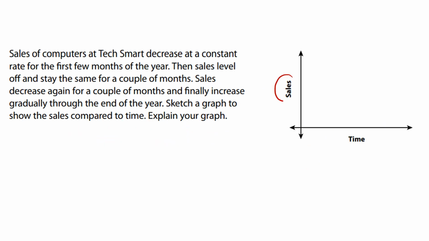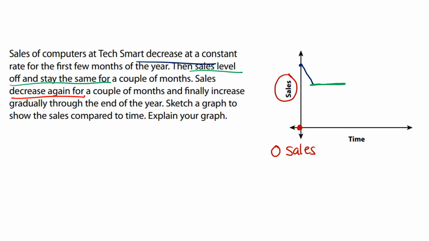For this graph, we're talking about sales. So our 0 line is going to be 0 sales. When we read our story, it says sales of computers at TechSmart decrease at a constant rate. So that tells us that we're going to start at the top and we're going to decrease. Then it says that sales level off and stay the same for a couple of months. So it's going to be a straight horizontal line.